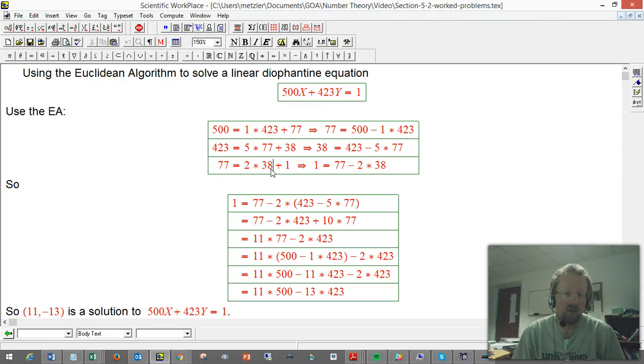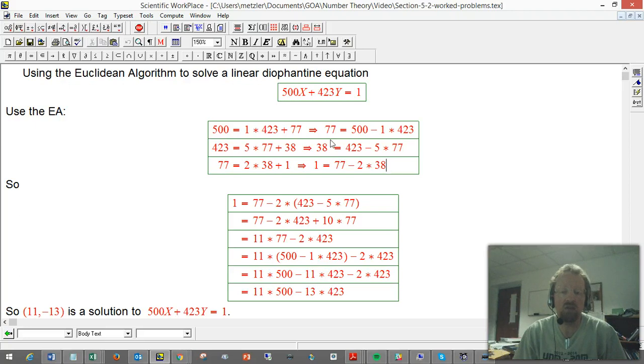And let's just finish this. 77 is 2 times 38 plus a remainder of 1. Aha! So this is good news. The remainder was 1. They are relatively prime. There is a hope of solving this equation. Okay, so now I'm going to solve all those for the remainder. Pretty easy. Just isolate the 38, isolate the 1.